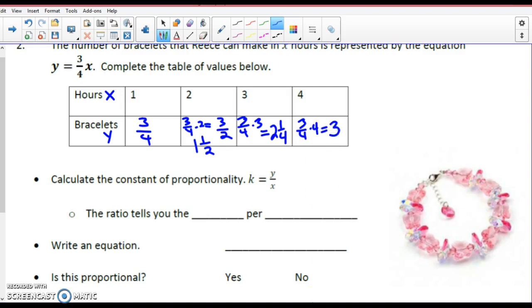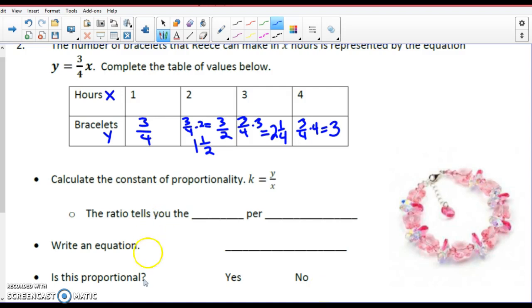So, they gave us the equation. I can find whatever output I want by plugging in an x value, an input. That's where this is related to what we're doing in Algebra 1. X is the input. That's my domain. Y is my output. That's my range.